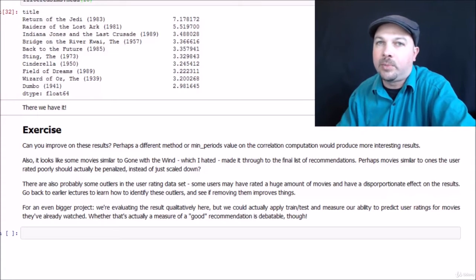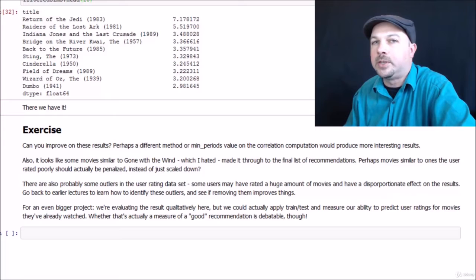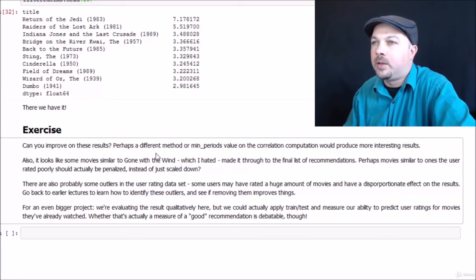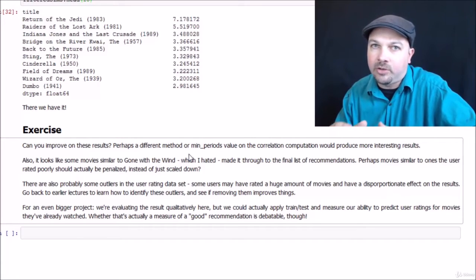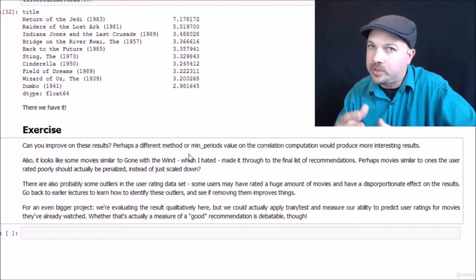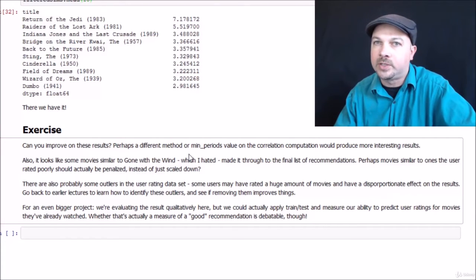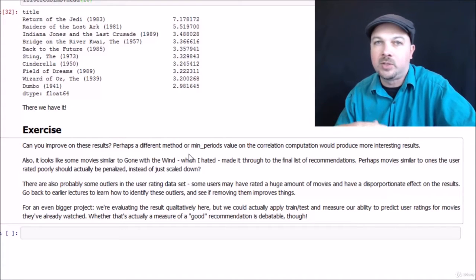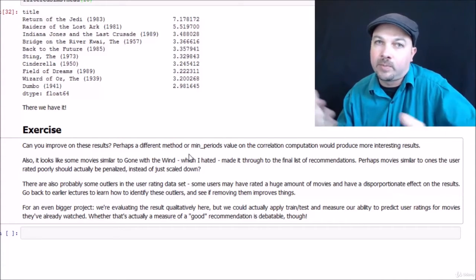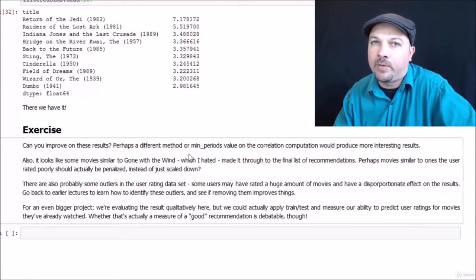So here are some ideas on how you might actually try to improve upon the results in this lecture. You can just go ahead and play with the item-based-cf.ipython notebook file and tinker with it. For example, we saw that the correlation method actually had some parameters for the correlation computation. We used Pearson in our example, but there are other ones you can look up and try out, see what it does to your results. We used a minimum period value of 100. Maybe that's too high, maybe it's too low. We just kind of picked it arbitrarily. What happens if you play with that value?